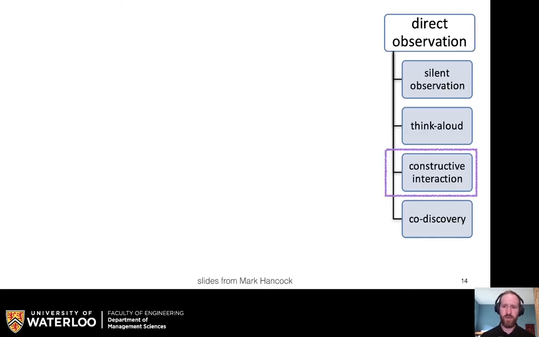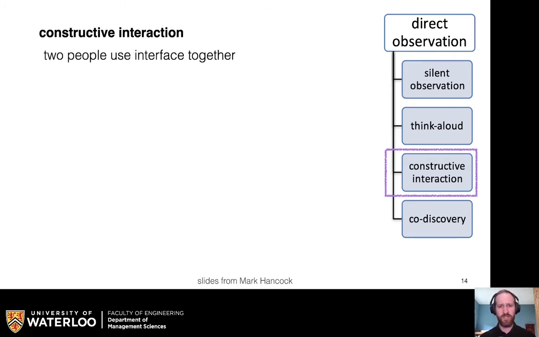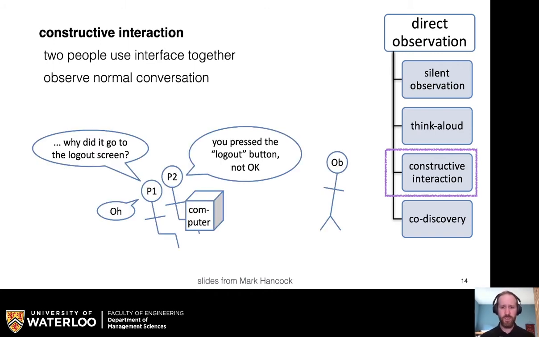So, another technique you might consider is constructive interaction. With constructive interaction, two people use this interface together. And then you observe the normal conversation that emerges from the two people. So the observer is watching, they're not interfering.